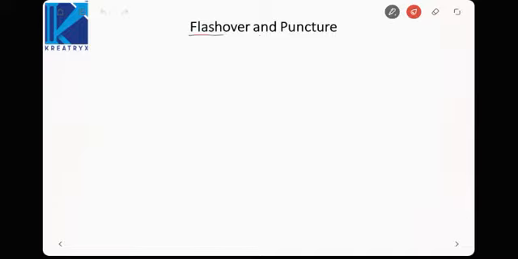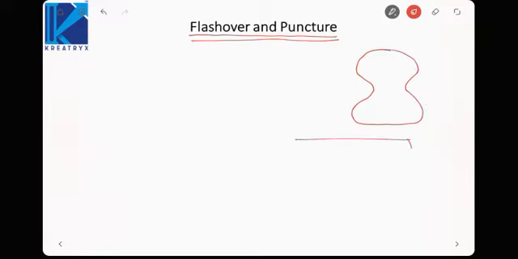Now these two terms are associated when we talk about insulators. One is called flashover, the other is called puncture. Suppose this is my insulator, which is connected to the tower cross arm, and here we have a transmission line.